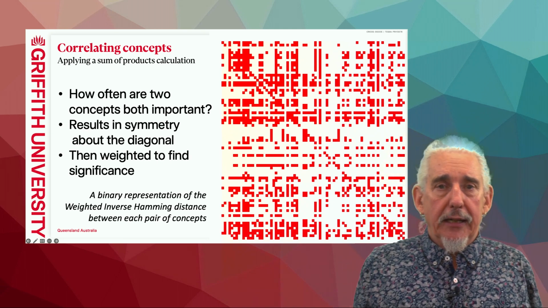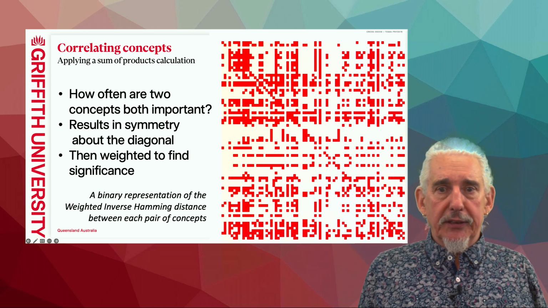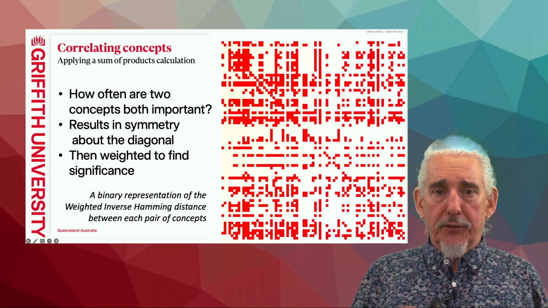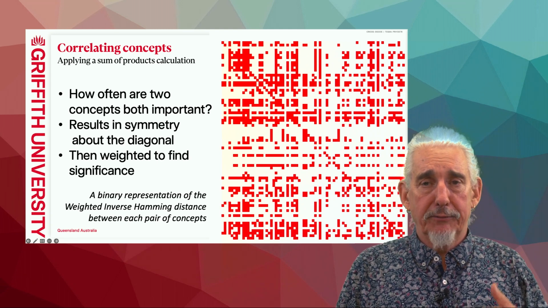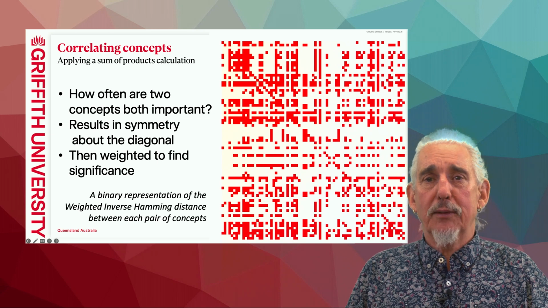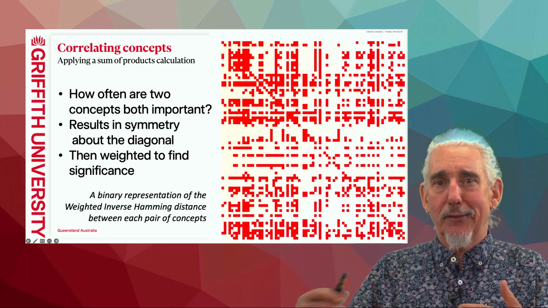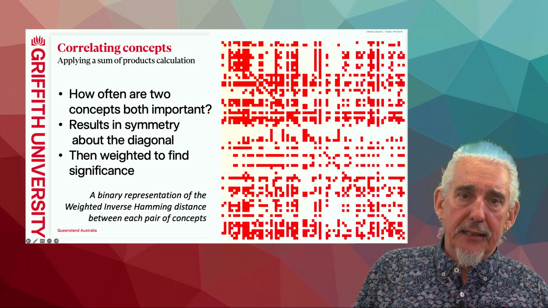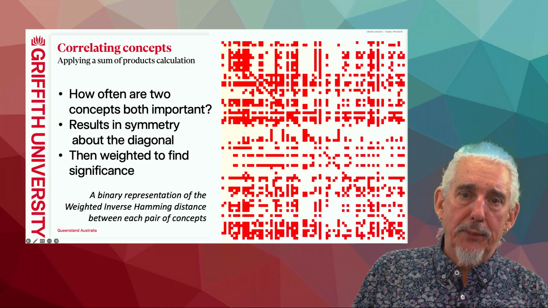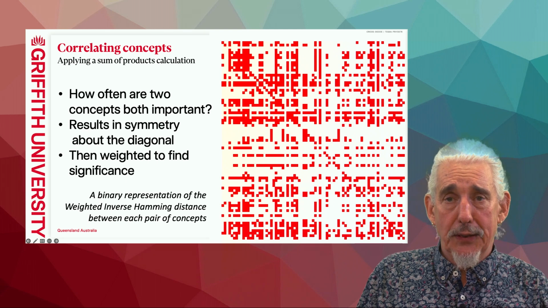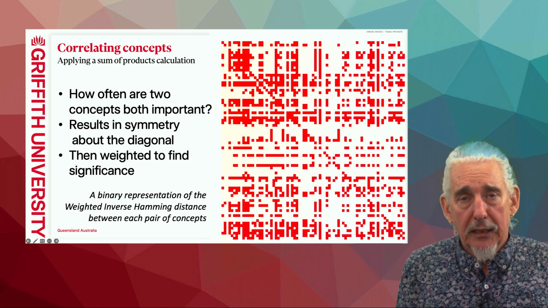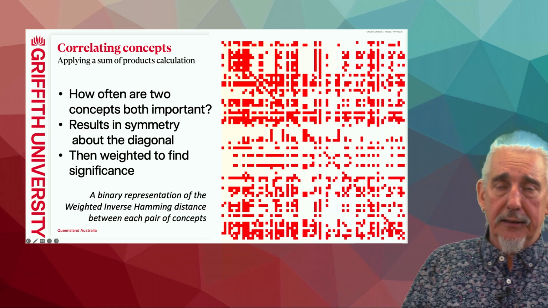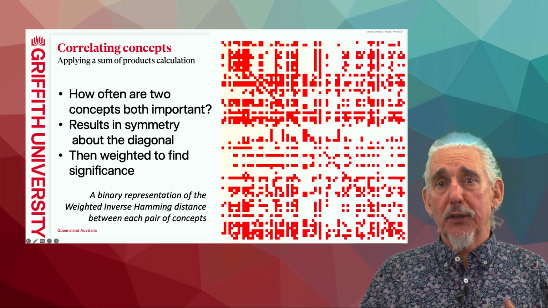So I normalised the frequency of the occurrence to make sure that I was comparing apples with apples, avoiding longer papers or concepts that were important in longer papers being counted more times than concepts that appeared in shorter papers. And I correlated the number of times each pair of concepts appear as important in the same paper. So you end up with a symmetrical process around the diagonal, because every concept agrees with itself.